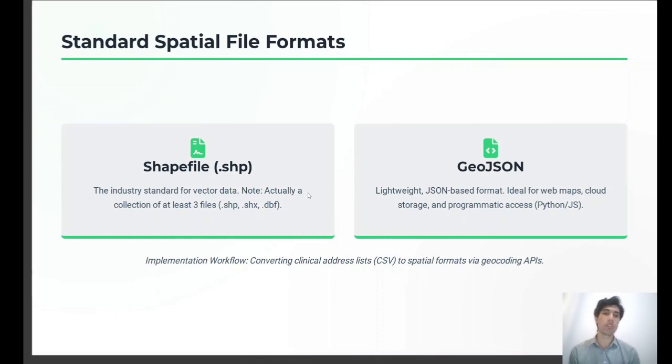Then we have GeoJSON, which is lightweight and modern. It's compatible with many modern programming languages, and it is ideal for web maps, for cloud storage, and for programmatic access. So this is a more modern and lightweight JSON-based format.